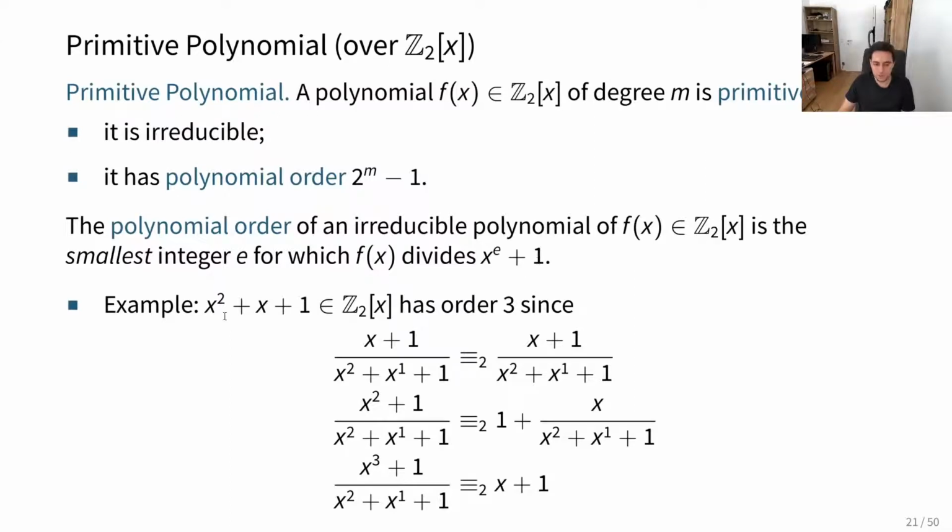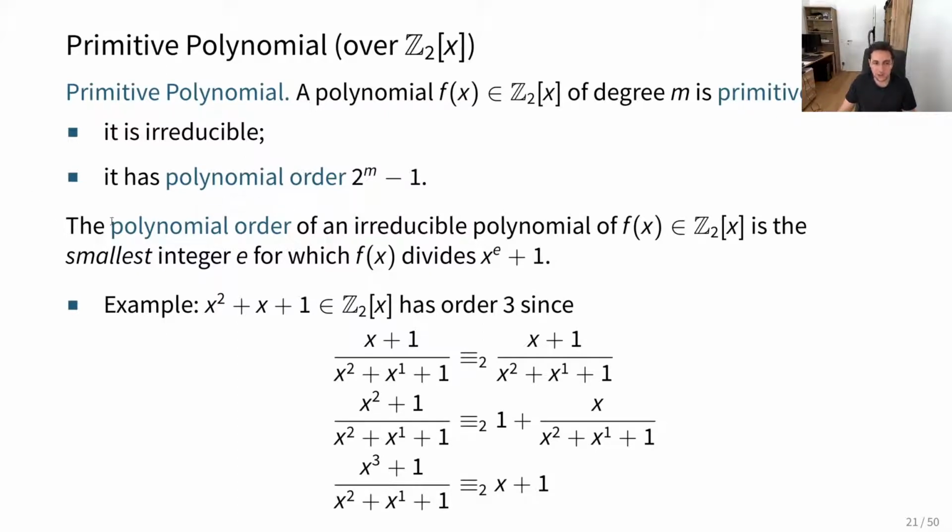So for example, if we have some polynomial x to the power of 2 plus x plus 1, then we can find out the polynomial order is 3, since it doesn't divide x to the power of 1 plus 1. It also doesn't divide x to the power of 2 plus 1, but it does divide x to the power of 3 plus 1. So this is essentially the definition, and that's called polynomial order.